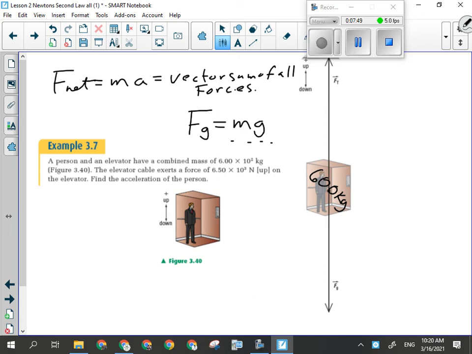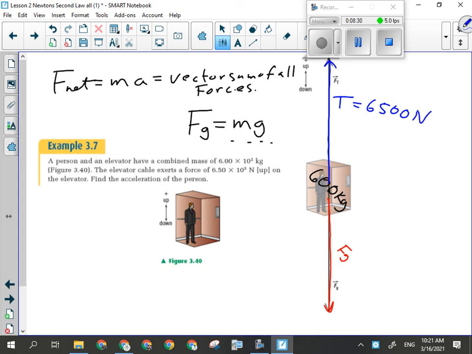All right, so in this particular question, they're telling us, here's the mass of the elevator. It's being pulled downwards by gravity. And upwards by the cable, which is an electric motor. But we'll just say it's tension in the cable. The question also tells us that this tensional force is 6,500 newtons. It says the elevator cable exerts a force of 6.5 times 10 to the 3 newtons up on the elevator. So this is 6,500 newtons.